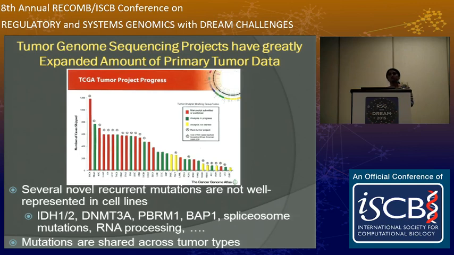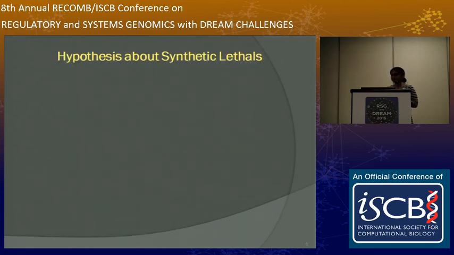And interestingly, many of the newer mutations that have been discovered, such as epigenetic mutations like IDH1 and 2 or DNMT3A, and then the spliceosome mutations, are not very well represented in cell lines, whereas you have a lot of primary tumor cases with those mutations. Another finding, which is sort of expected but has been reinforced, is that many of these mutations are shared across tumor types. So there's an advantage to looking across many types of tumor and trying to infer some of these relationships. So that's the backdrop where we got started.